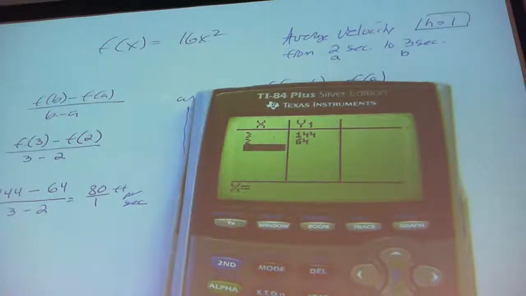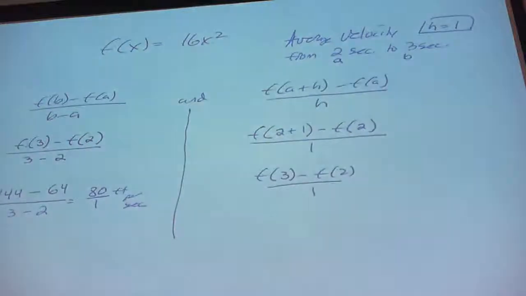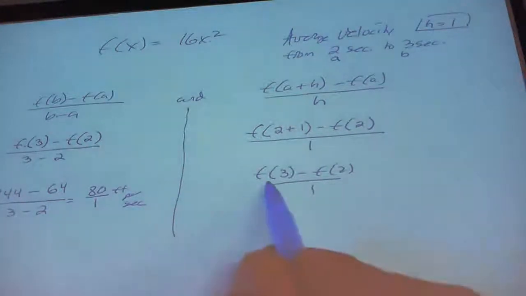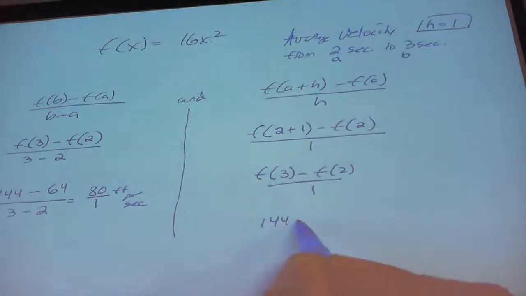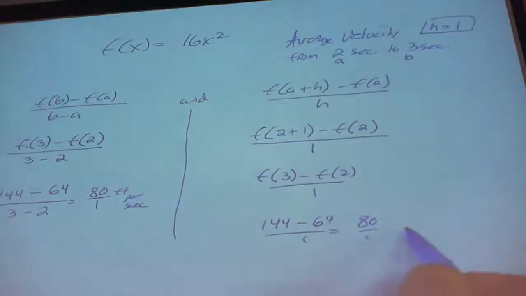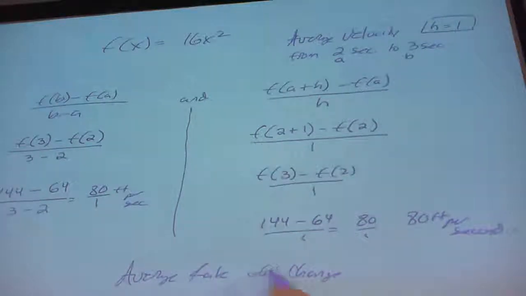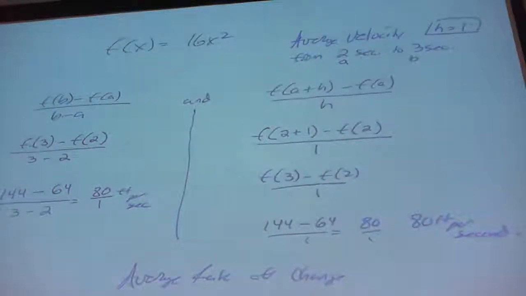f of 2 means plug in 2, you get 64. 144 minus 64 is 80 over 3 minus 2. Are we okay? Now on the other side, f of 3 is 144, f of 2 is 64, over 1, you still get 80 over 1, which is 80 feet per second. And this is called average rate of change. And really, it's just slope.